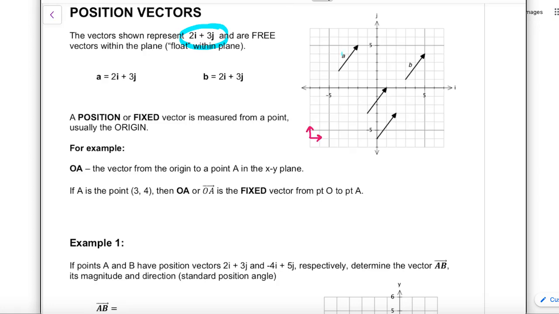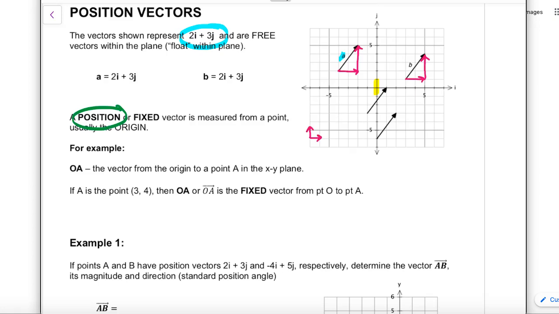Looking at vector A, we can see that from its tail to its nose, we go 2i and 3j up. Vector B has exactly the same vector in component form. It's 2i plus 3j. What we notice about these vectors is they're what we call free vectors because they're floating within this plane, because they have no reference point or fixed point that we can talk about them from. So what we're going to do now is give vectors some kind of position, or have them as a fixed vector. And this is where we measure them from a point, and that point is the origin.